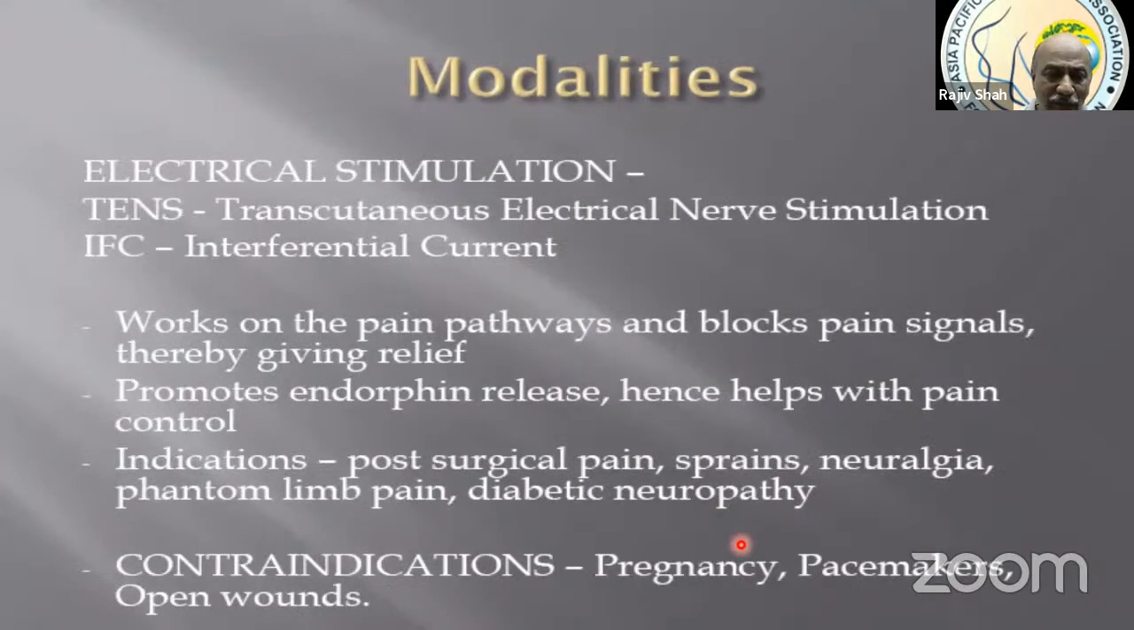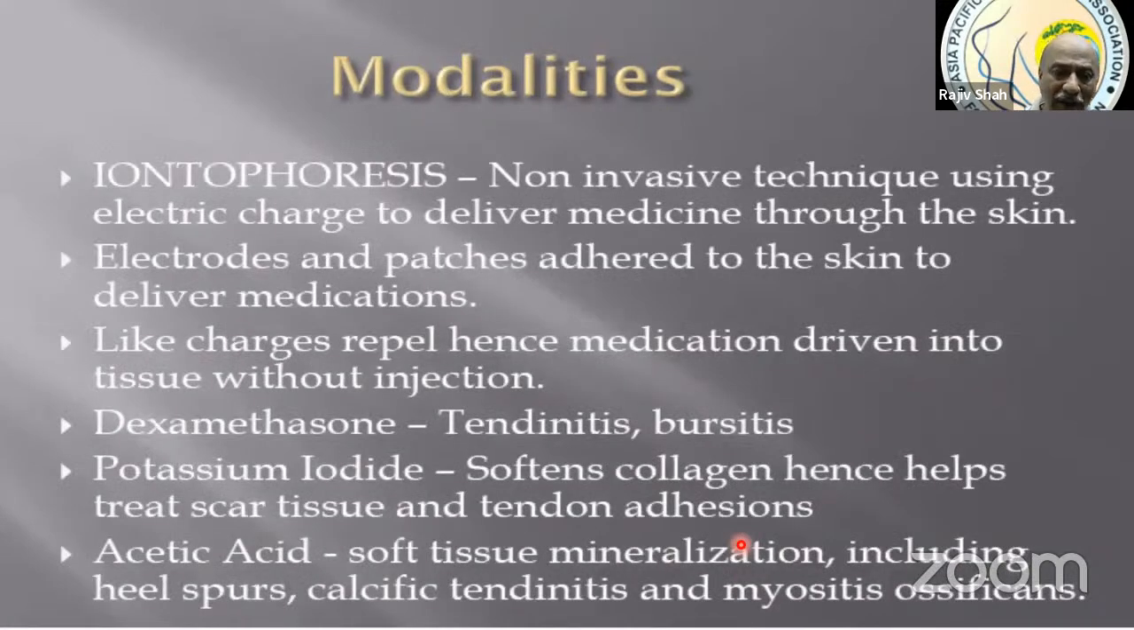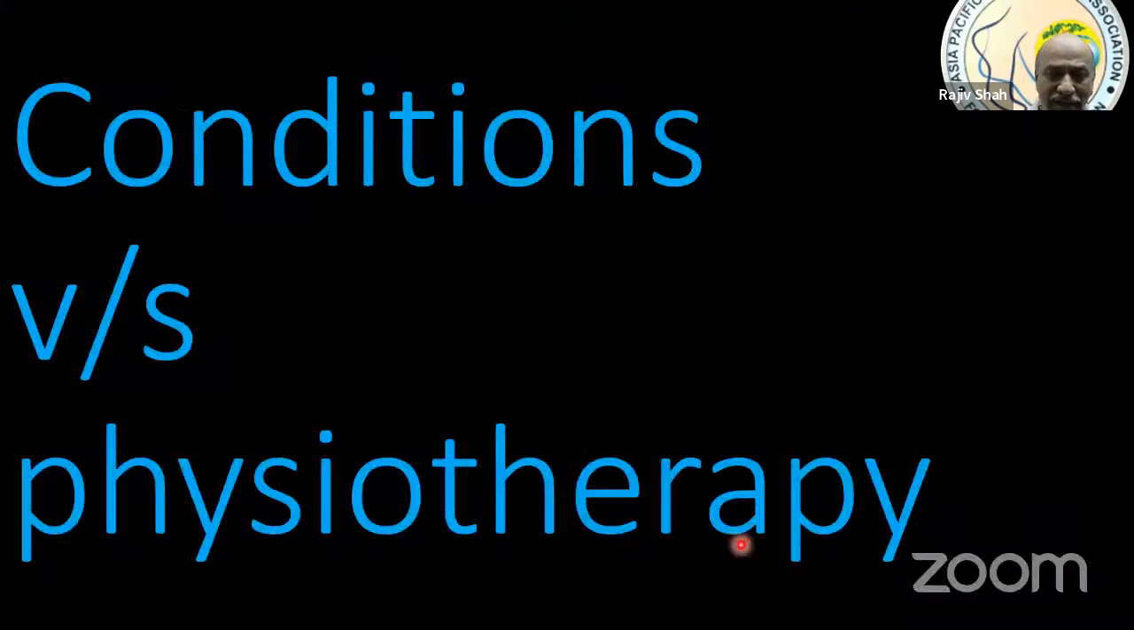Then electrical stimulation in the form of TENS or interferential IFC. It works for post-surgical pain, sprains, neuralgia, diabetic neuropathy. And then you have iontophoresis, negative and positive ions. This is what works in tendinitis and bursitis.